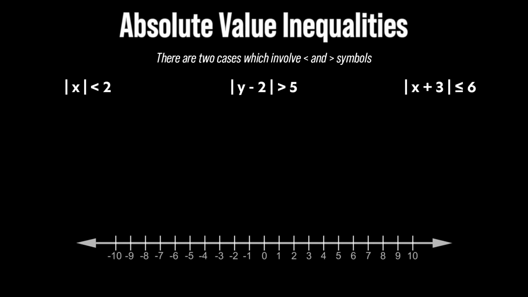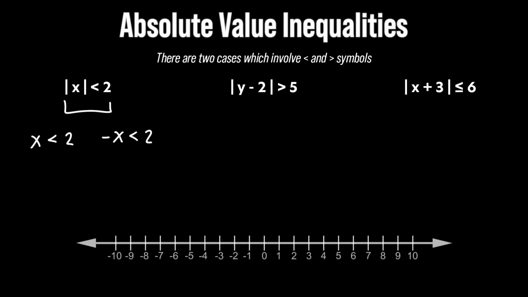Today we're going to learn about absolute value inequalities. There are two cases which involve the less than and greater than symbols. Remember that absolute value equations always break up into two parts. So for this first problem here, the absolute value of x is less than 2, it would break up into x is less than 2, and negative x is less than 2.